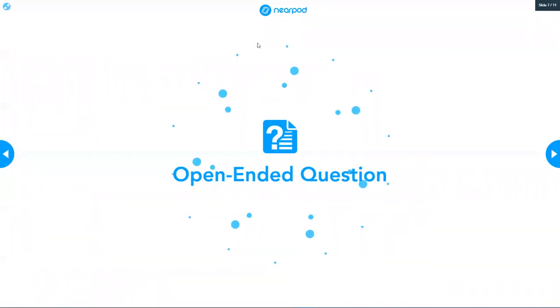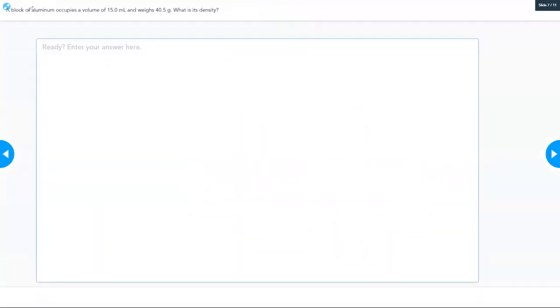So now I'm going to do some practice problems with you guys. I'm going to teach you how to do density problems. So your problem is up here. A block of aluminum occupies a volume of 15 milliliters and weighs 40.5 grams. What is its density? The first thing you're going to do is look at the question. It says, what is its density? So write the letter D and a question mark because that is what we're looking for.